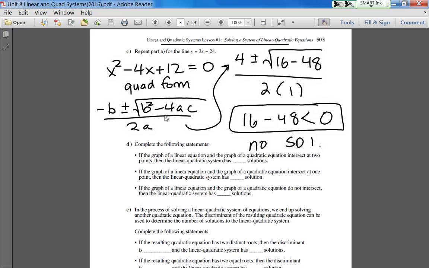Okay, so what does that mean in terms of systems? What does it mean, this line here and that quadratic? Will they ever meet?